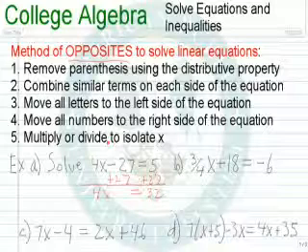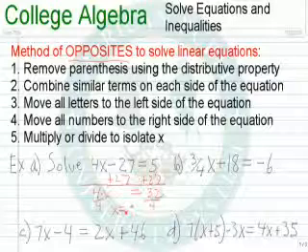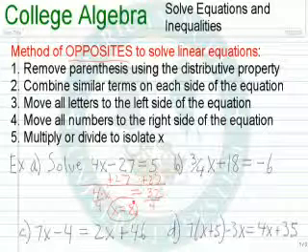We want to multiply or divide to isolate x. Here we have 4 times x. The opposite of multiplying by 4 is dividing by 4, so we divide both sides by 4. So we get 1x, which is usually just written x. 32 divided by 4 is 8. So our solution is x equals 8.